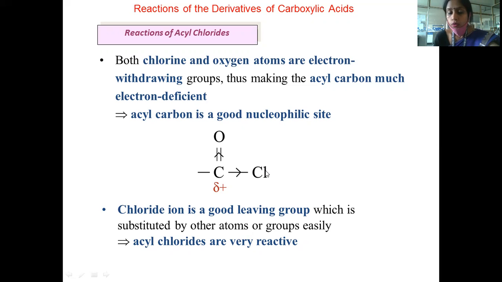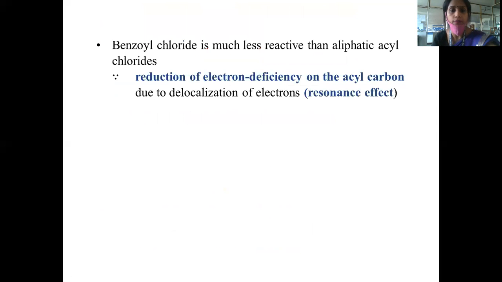Secondly, why they are more reactive, because the chlorine atom is a good leaving group. Means if chlorine atom is there in the reaction and some other atom is also there, it will easily get replaced. It will easily leave the original compound, and that is why again the acyl chlorides are very reactive.